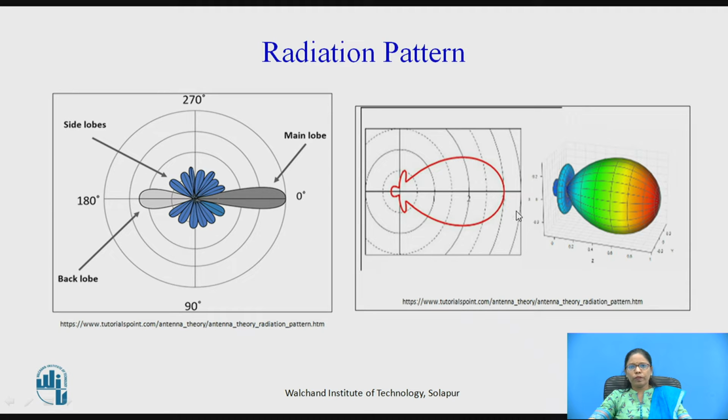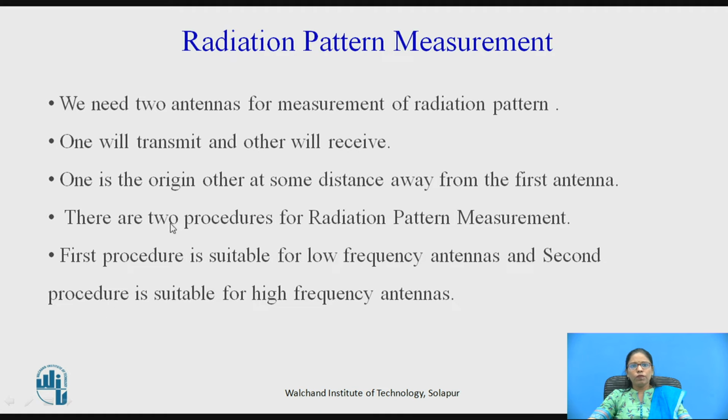This is also a radiation pattern shown, and this is a 3D visualization of a radiation pattern which is unidirectional, where the main lobe is much larger and the back lobe is much smaller. We need two antennas for measurement of radiation pattern. One will transmit, the other will receive, and one is at the origin, the other at some distance away from the first antenna.